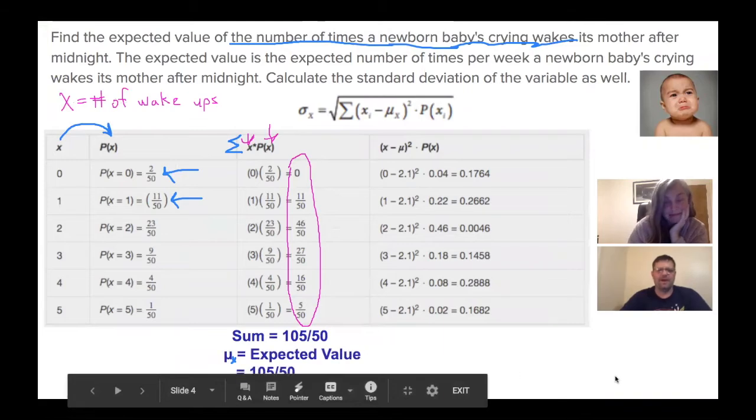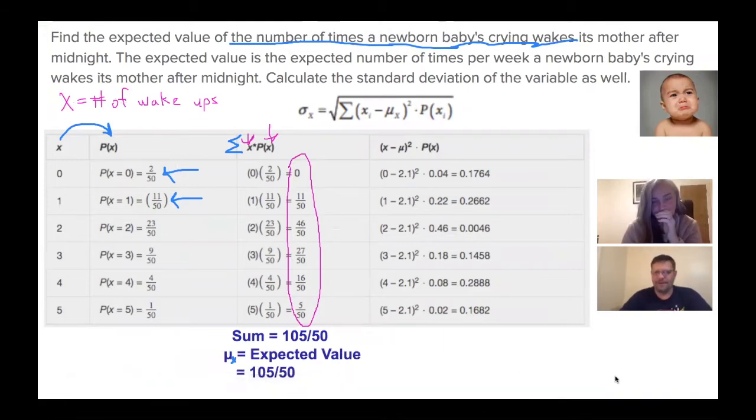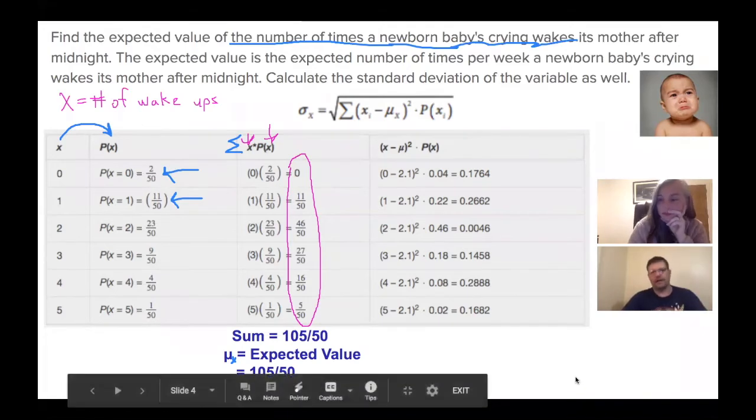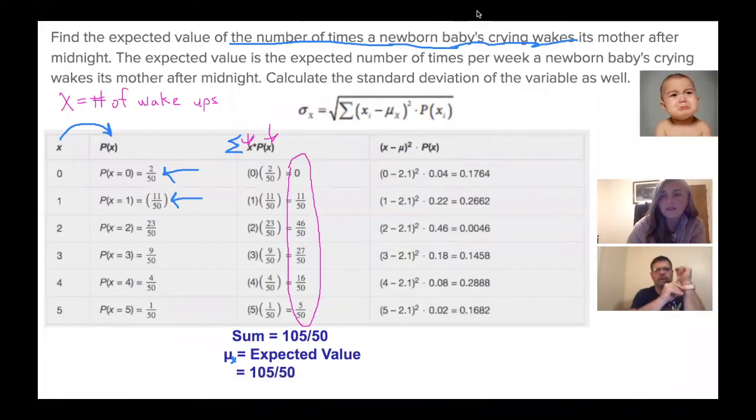Okay. So the number of wake ups is X. And again, you just want to spit back the topic of the problem. That's that context thing that we're never going to let go of. Okay. So the next column, you have to recognize it.